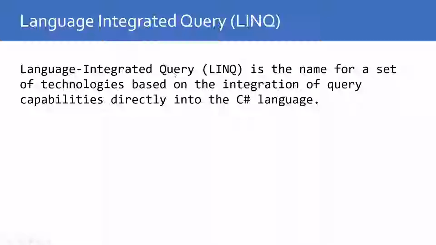So LINQ stands for Language Integrated Query. This is something that's pretty fundamental to .NET and developing in C#, and it's something that really makes developing in C# beautiful to me. So this is the Microsoft definition. Language Integrated Query is the name for a set of technologies based on the integration of query capabilities directly into the C# language. Or in other simplified terms, it's a way to express queries in C#.